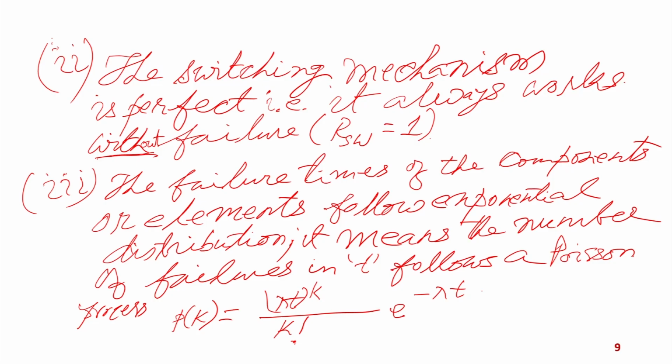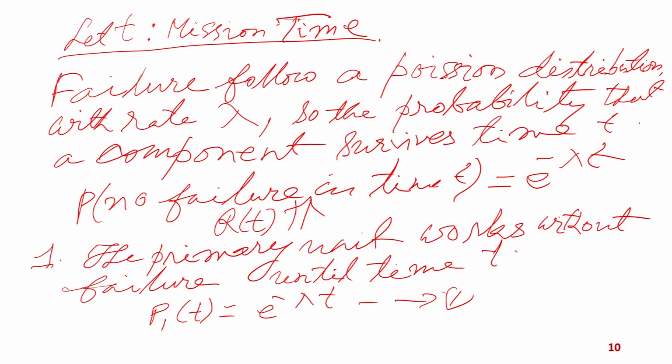Then we calculate the failure times of the components, and we use the Poisson distribution. This is the expression, and we consider t as the mission time, that means a time t where the main system is still working. The failure follows a Poisson distribution with the failure rate lambda. So, the probability that the component survives at time t is given by this one.